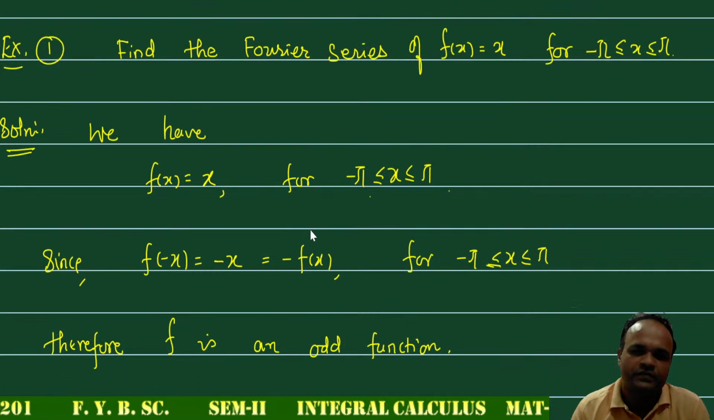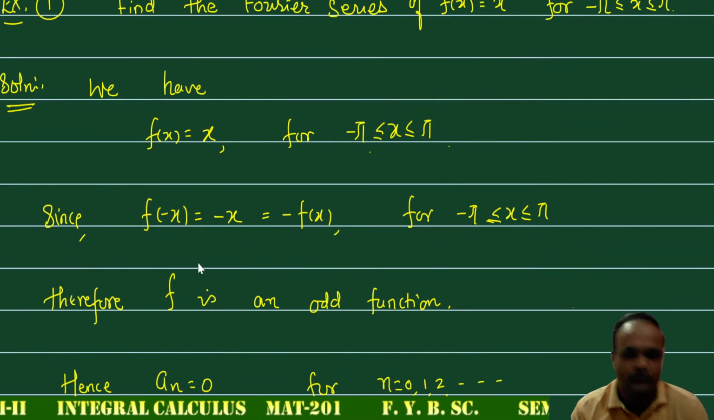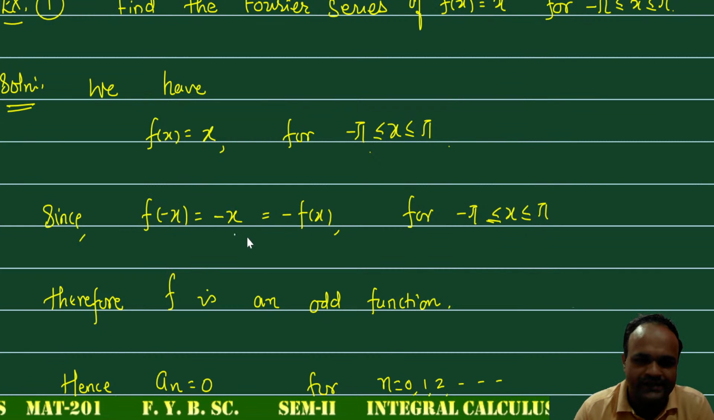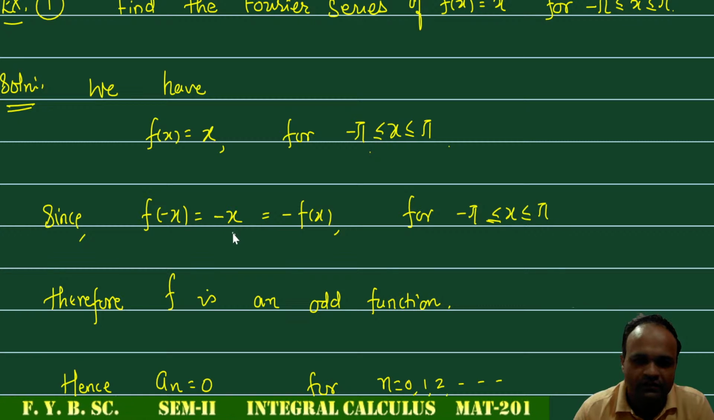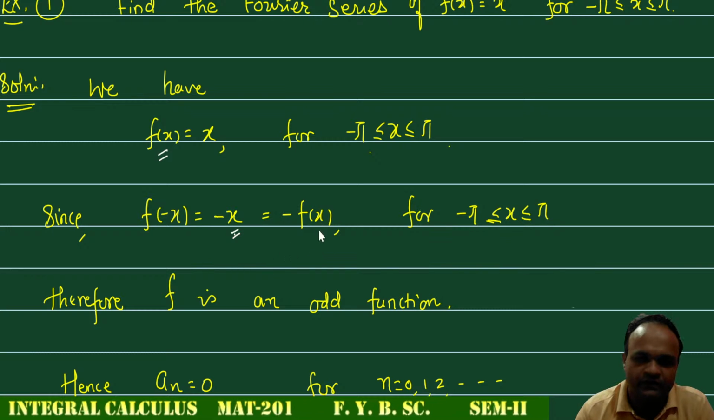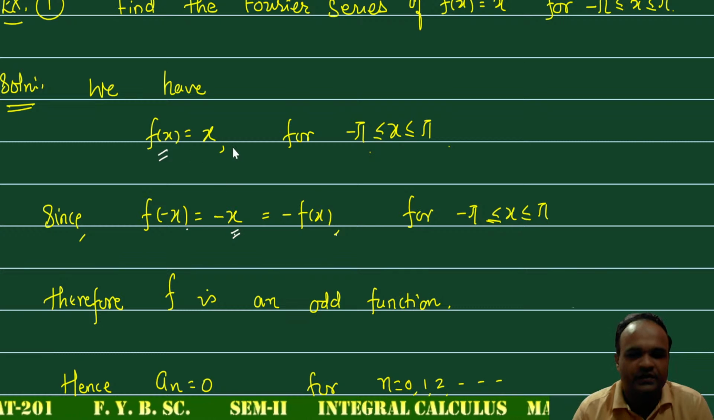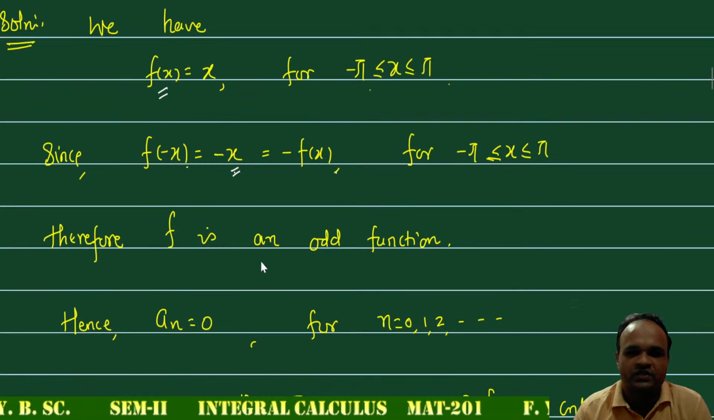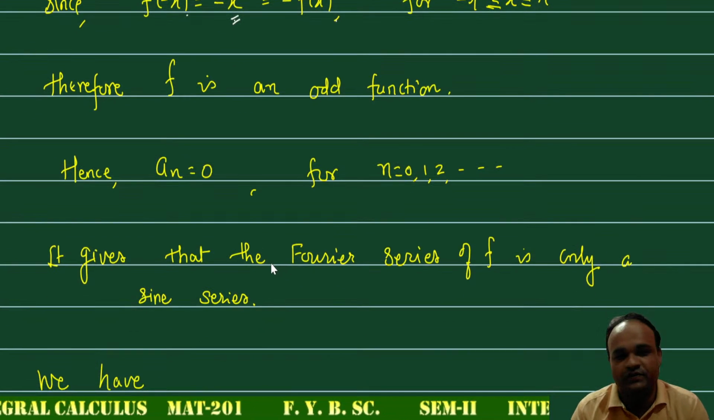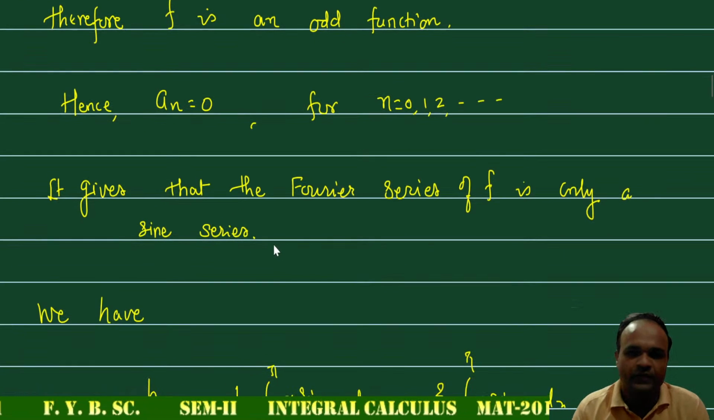So we have here f(x) = x for x belongs to minus pi to pi. Since we can observe here, f(-x), using the definition of f, will be minus x, and minus of x is minus f(x). So hence f(-x) = -f(x) for f(x) = x, and therefore this function is an odd function, and hence a_n will be 0, and the resulting Fourier series of this function will only contain the b_n's, it will be just the b_n series.